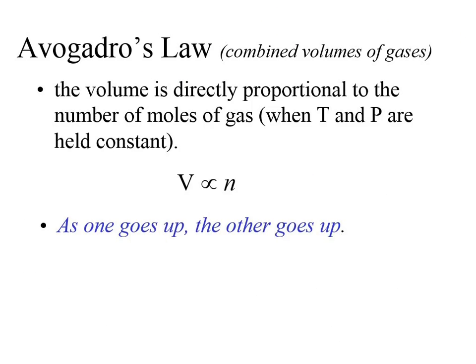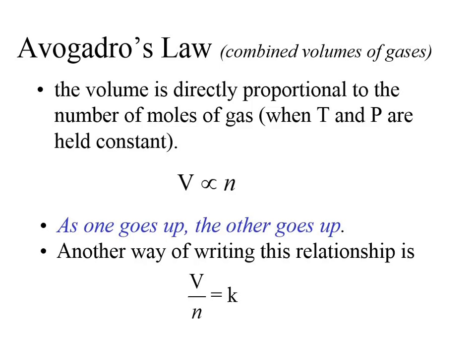Avogadro's law links number of moles of gas particles and the volume. This is assuming that the pressure remains constant and the temperature remains constant. So again, we can replace the proportionality symbol with an equal sign, introduce a K, and then get the K by itself, and we have volume over number of moles is constant. Volume over number of moles is equal to some constant. It's always constant, assuming that your pressure and temperature is not changing. Okay, Avogadro's law.